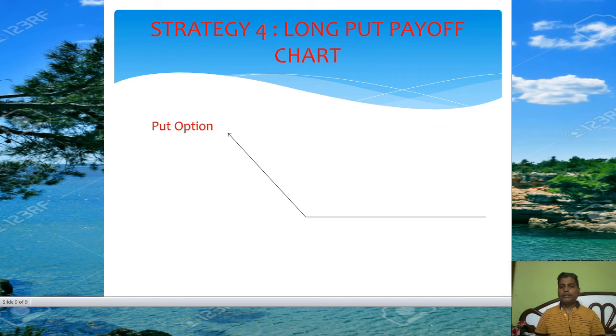Now let us try to understand this with the help of the graph. In this put option strategy, the loss is limited to the option premium, whereas the reward is unlimited. So guys, in this video, we have tried to understand how to calculate the profit or loss for the long put option.